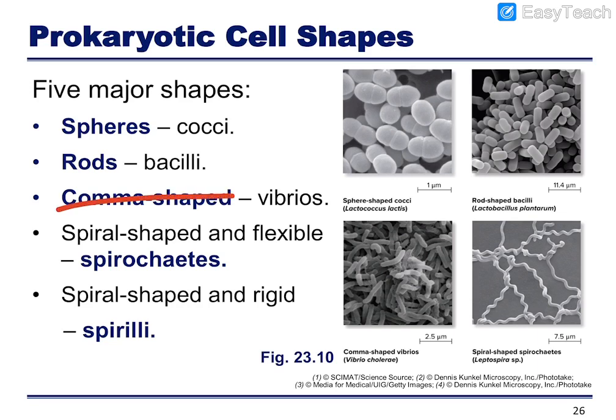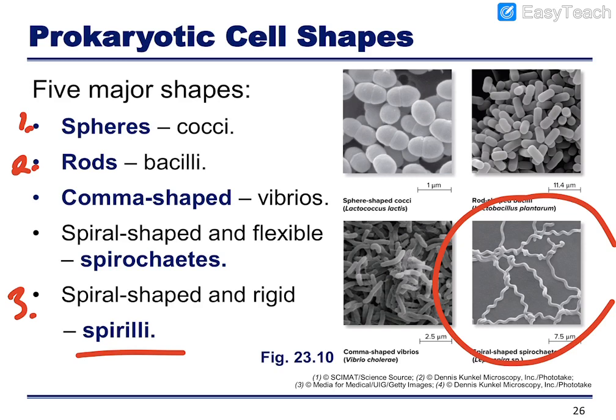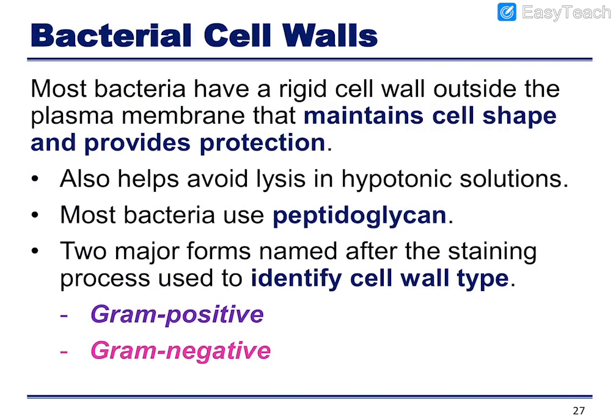For the purpose of this course, we will not have to know about comma-shaped bacteria called vibrios. But for your reference, here is an example of vibrios. So we only need to know 3 major types for this course, 1 being sphere, 2 being rods, and 3 being spiral. And we call spiral-shaped bacteria spirilli. And here's an example of spiral-shaped spirilli bacteria.